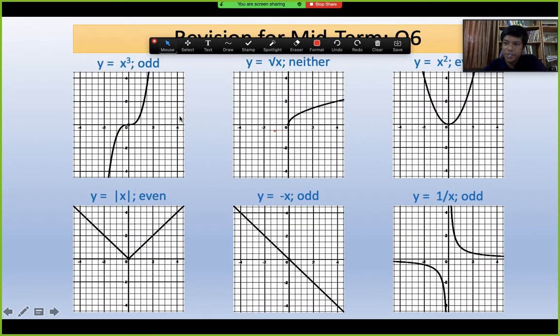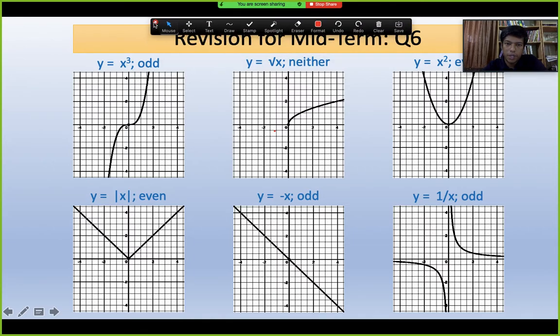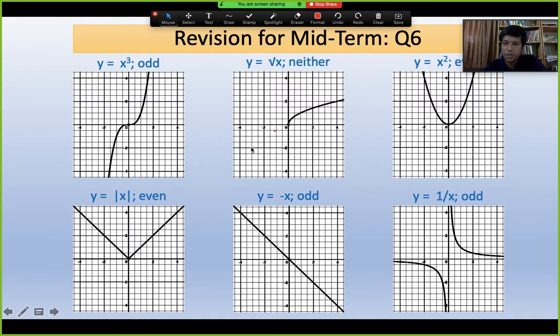This is matching. I think it is still fresh in your mind, just from quiz 2. Matching the graph and their function, and identifying whether it is an even or odd function. You can see the solutions actually here.